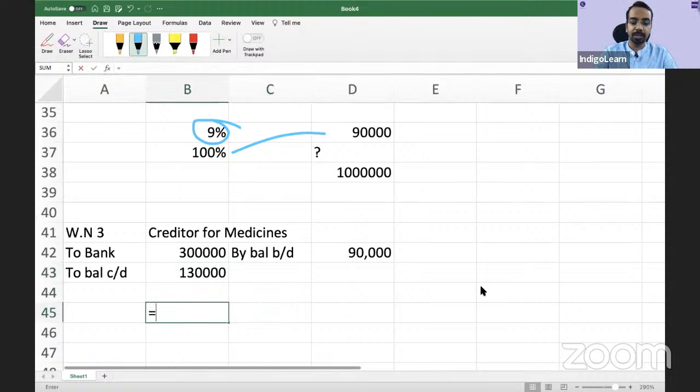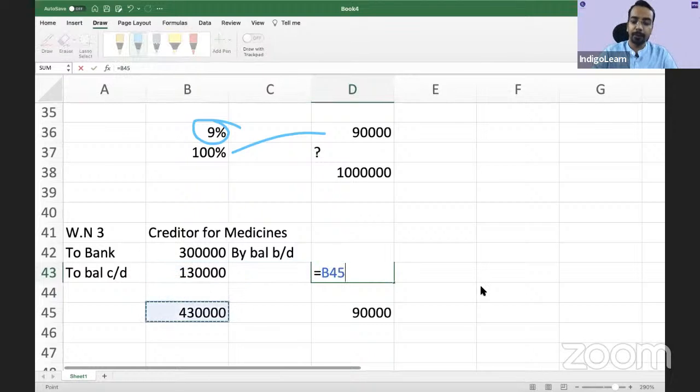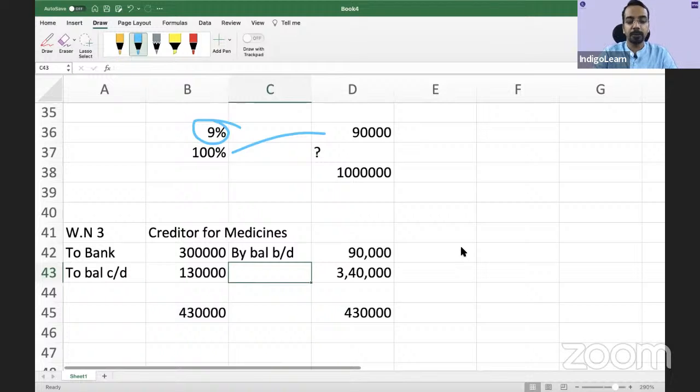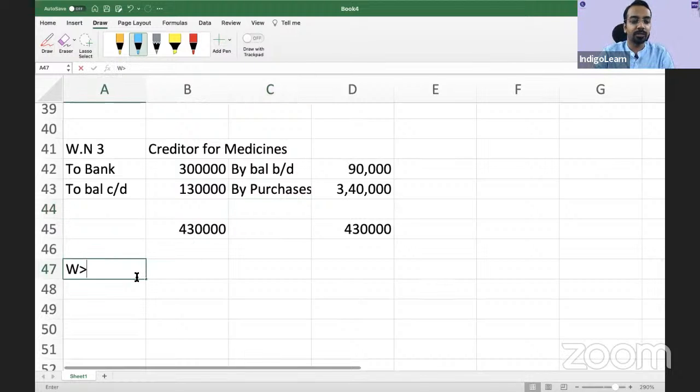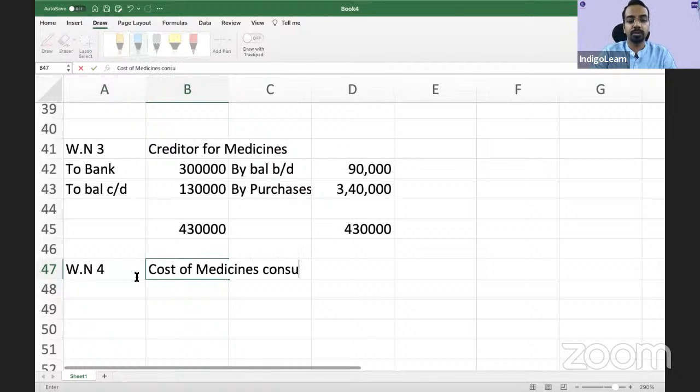That means if you see here, 430 is the total on the debit side and 90 is on the credit side. The difference, 430 minus 90, is 340. These are the total purchases of medicine. But did we use the entire purchased medicines? No. There is stock of medicine also available. So you can have another working note, number 4, cost of medicines consumed.